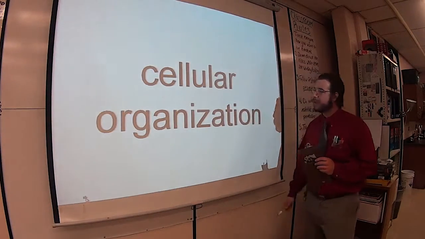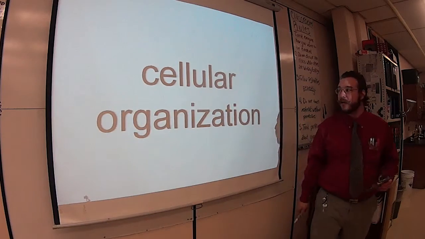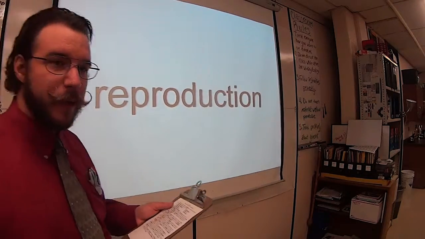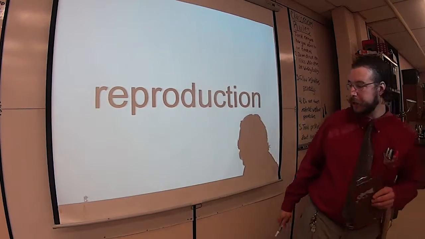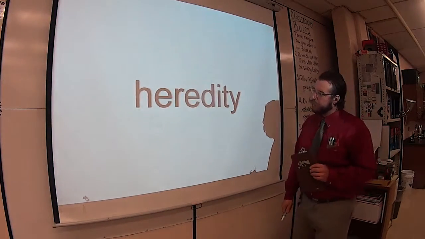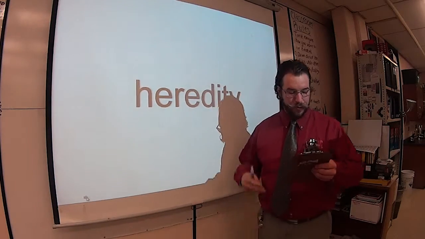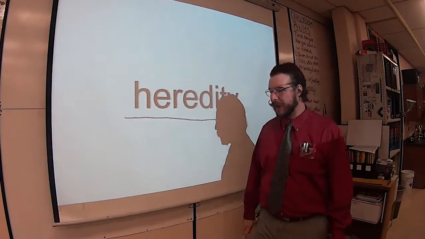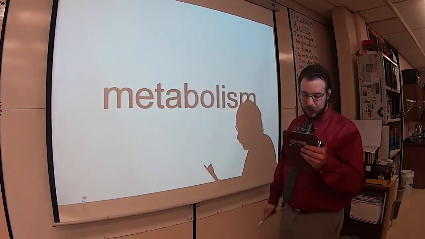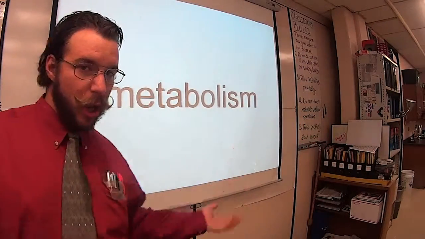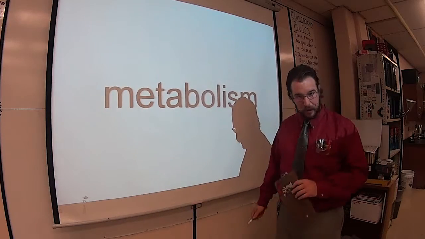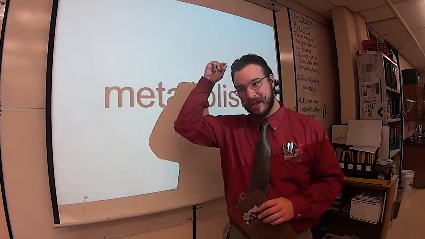First, all living things are made out of cells, so they have what's called a cellular organization. All living things make more of themselves. That's called reproduction. All living things have a heredity. They can pass down genes, traits, some kind of genetic hereditary material. All living things have a metabolism. You've probably heard of this one, like some people have a high metabolism, some people have a low metabolism. That generally has to do with the chemical reactions in your body. We'll talk more about that later. We even have a whole metabolism unit to do this year.